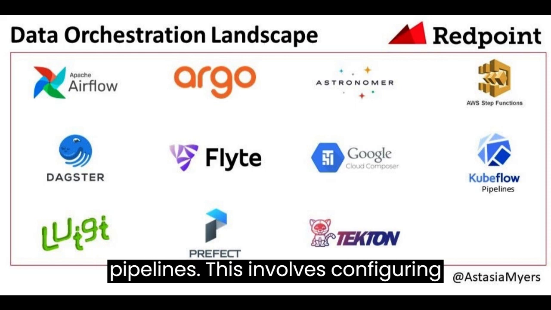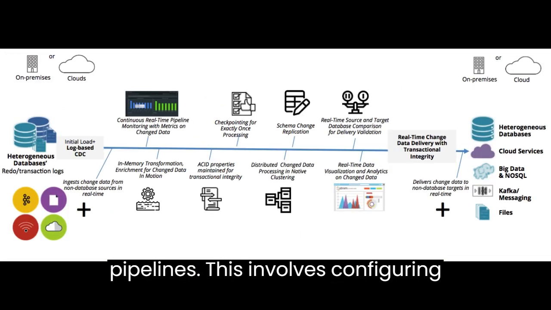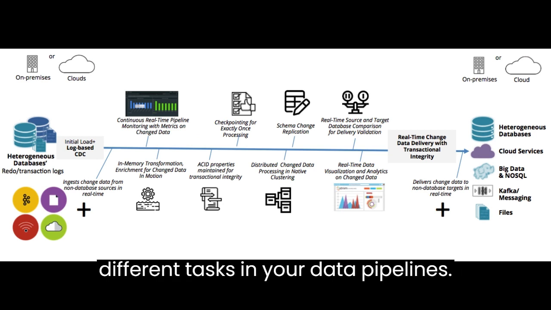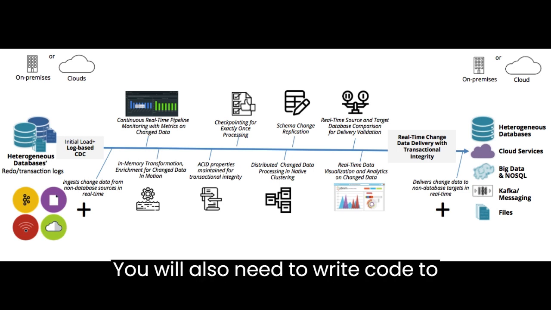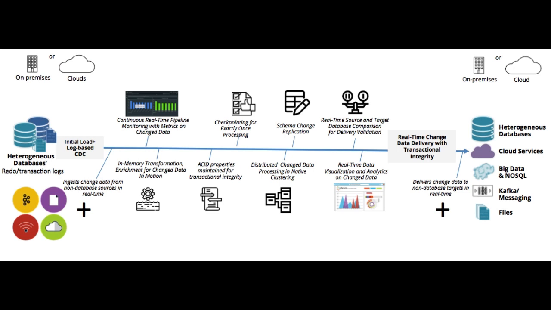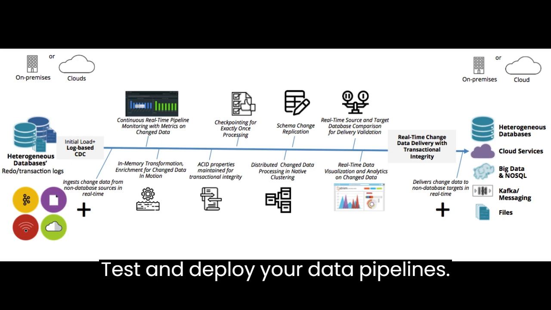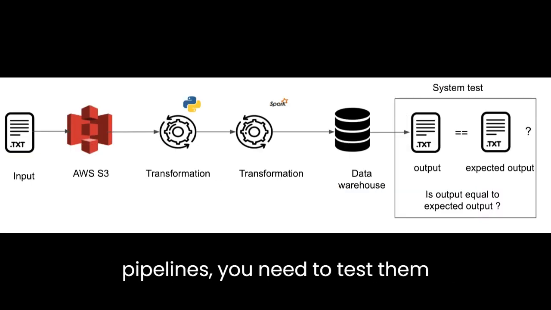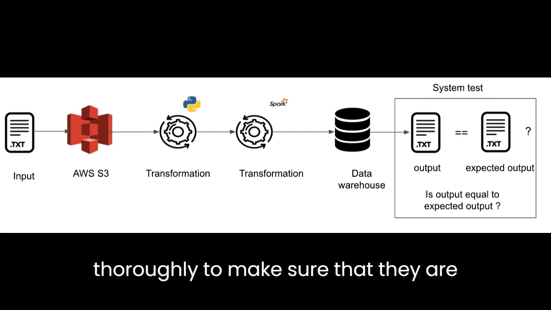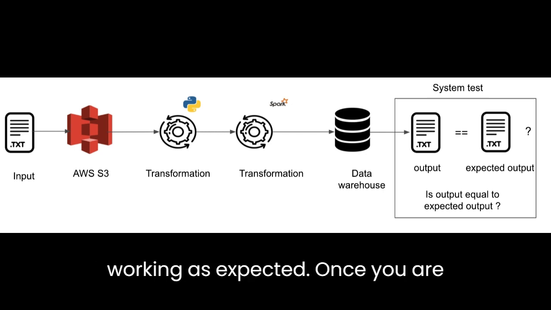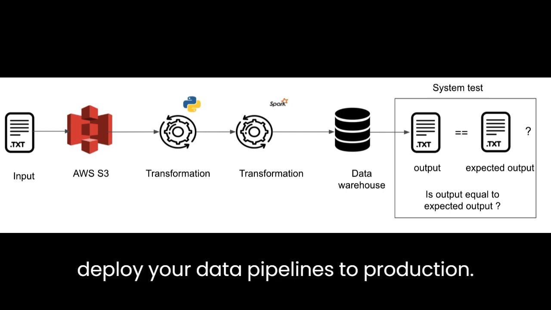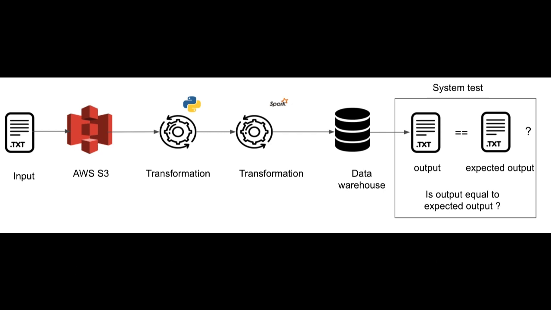Implement your data pipelines. This involves configuring your data orchestration tool to run the different tasks in your data pipelines. You will also need to write code to perform the data transformations. Test and deploy your data pipelines. Once you have implemented your data pipelines, you need to test them thoroughly to make sure that they are working as expected. Once you are satisfied with the results, you can deploy your data pipelines to production.